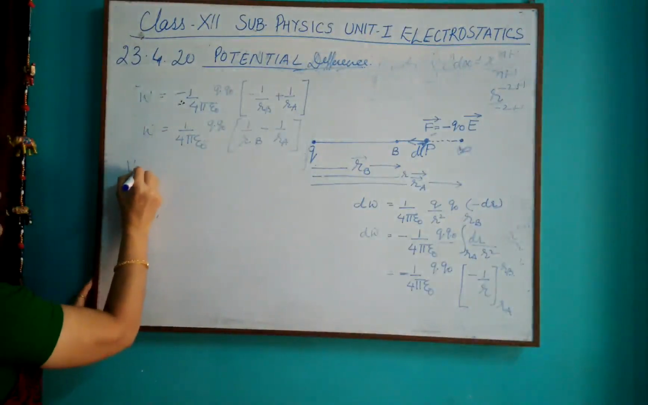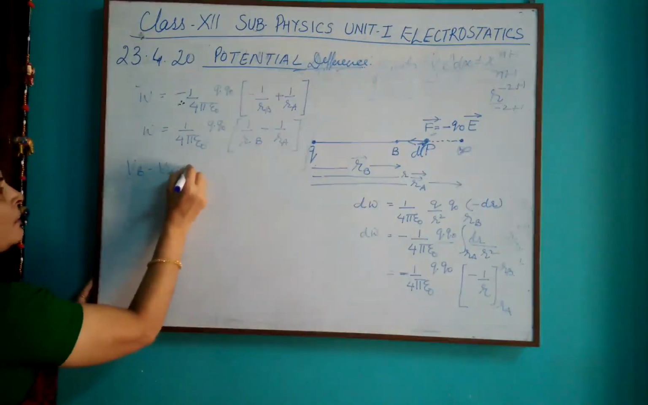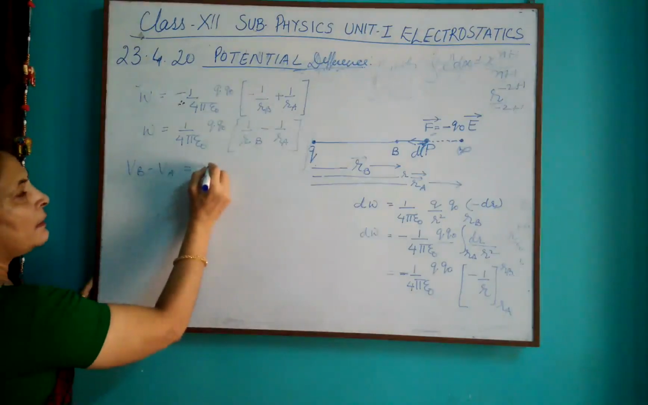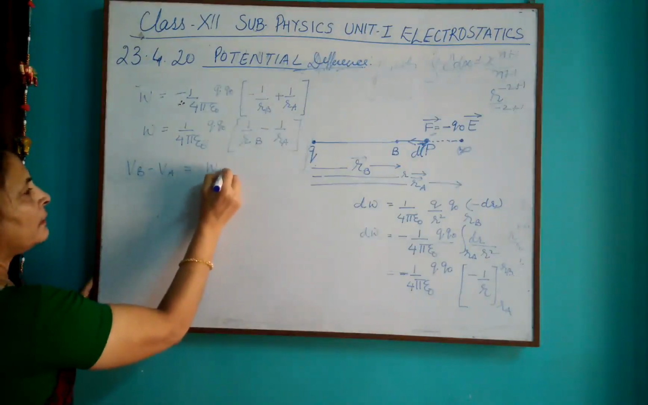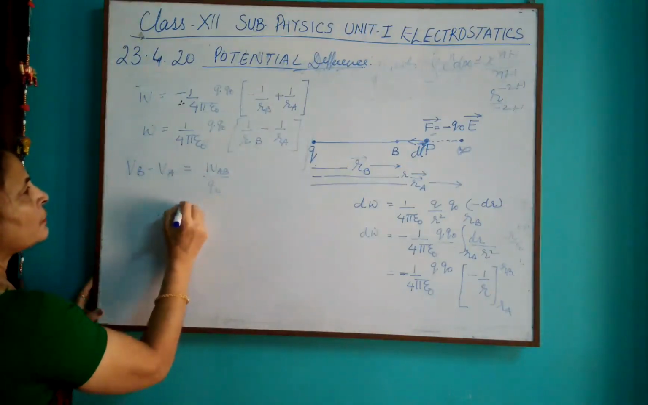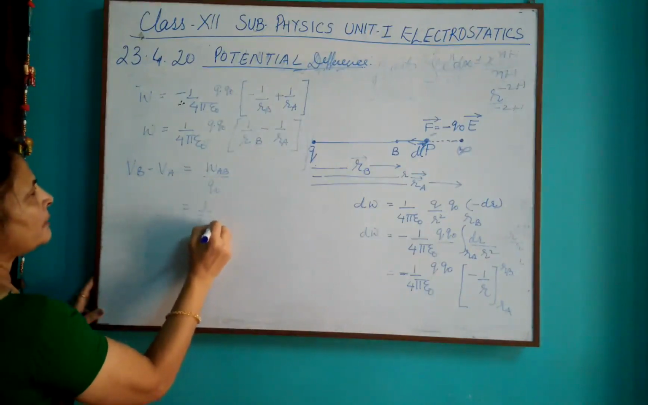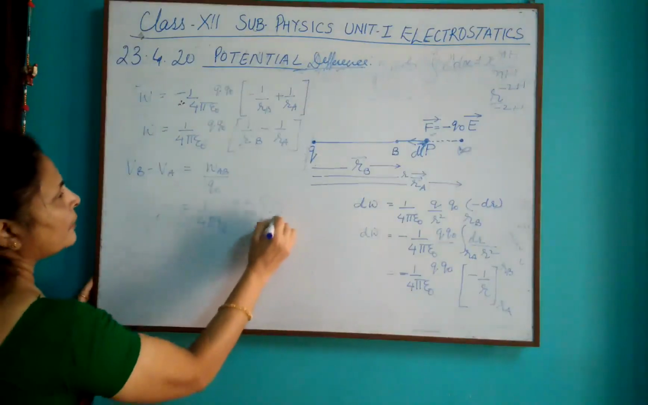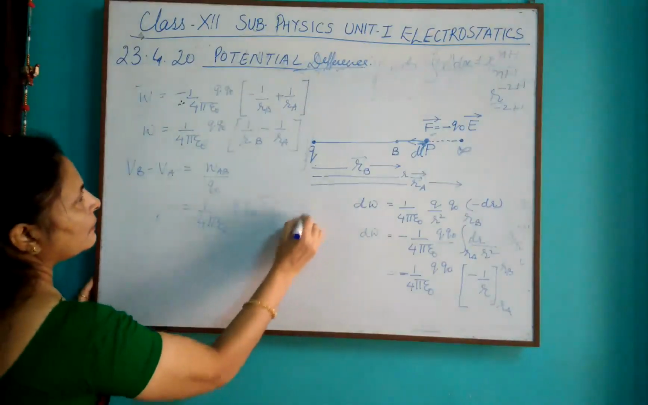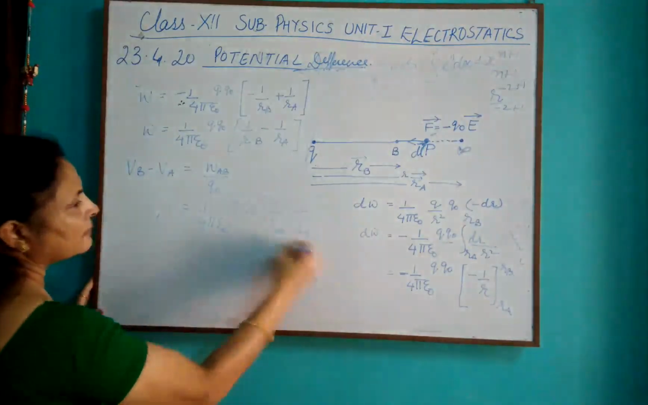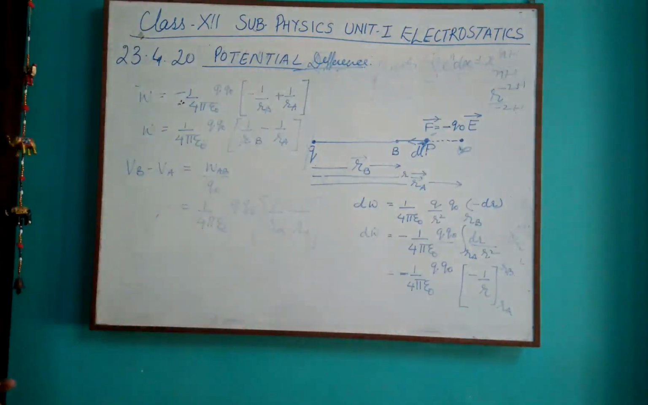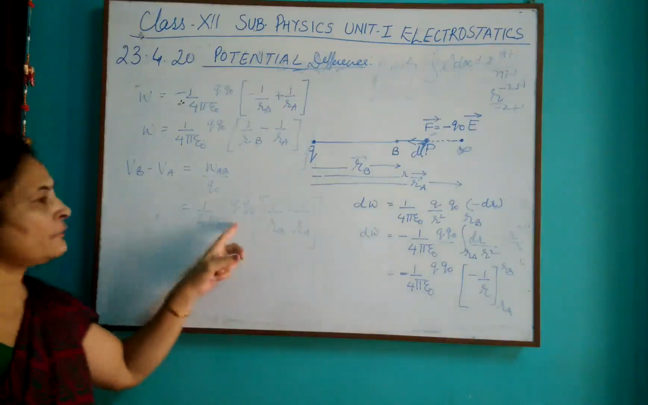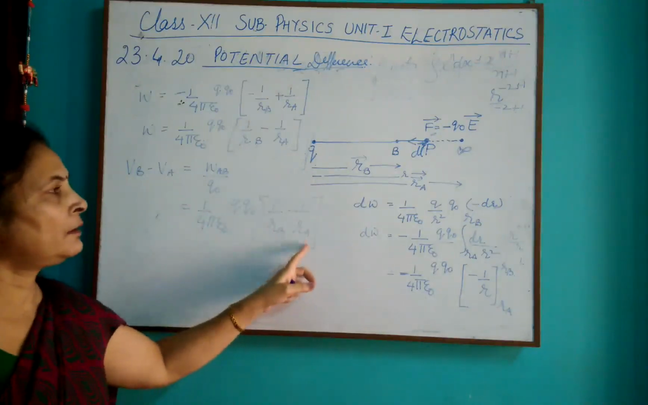Now VB minus VA, already what we have written, is work done upon Q naught. So my answer will be 1 by 4 pi epsilon naught Q, 1 upon RB minus 1 upon RA. So this is the expression for potential difference.